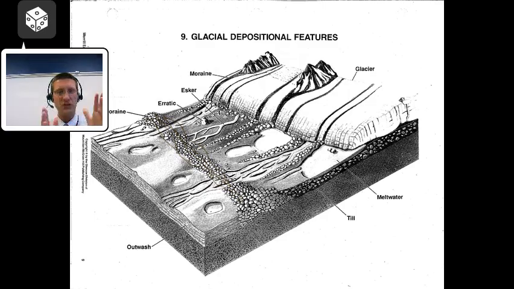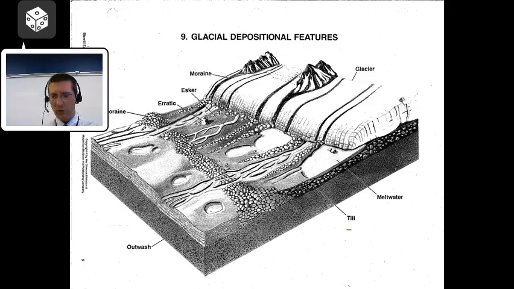So think of a glacier kind of like a bulldozer. It pushes all the materials in front of it as it grows, so all those materials eventually get deposited somewhere. Another key word, number 2, is till. Till is all the fine-grained sediments and gravel that's basically crushed underneath a glacier.